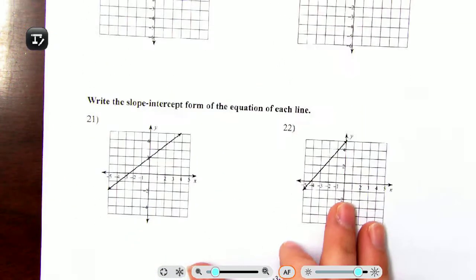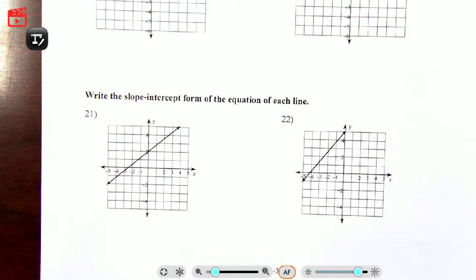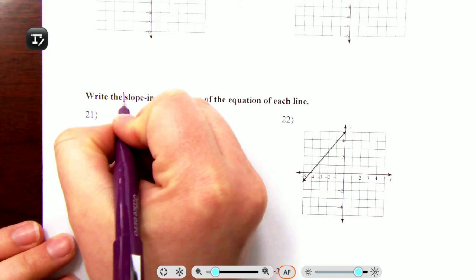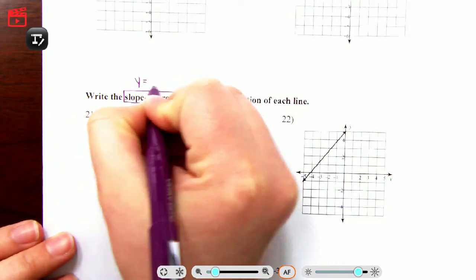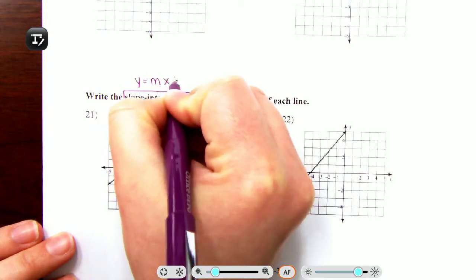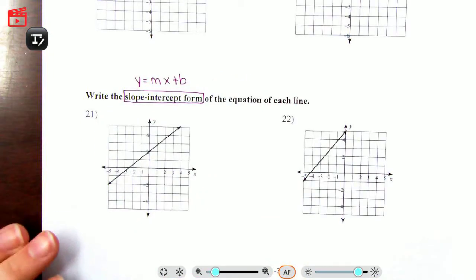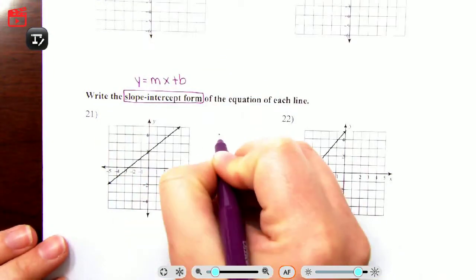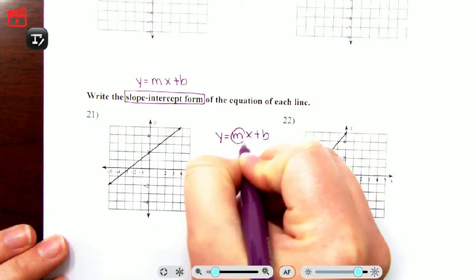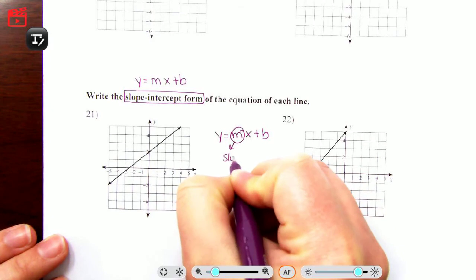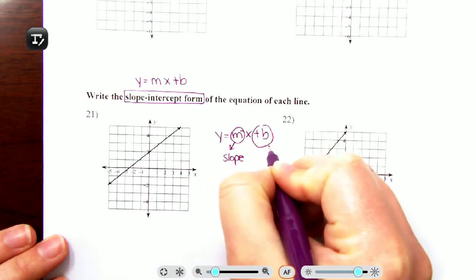We're going to move on to number 21. Write the slope-intercept form of the equation of each line. Slope-intercept form is your key word. It is y equals mx plus b. So that means we need to identify our slope, and we need to identify the y-intercept.